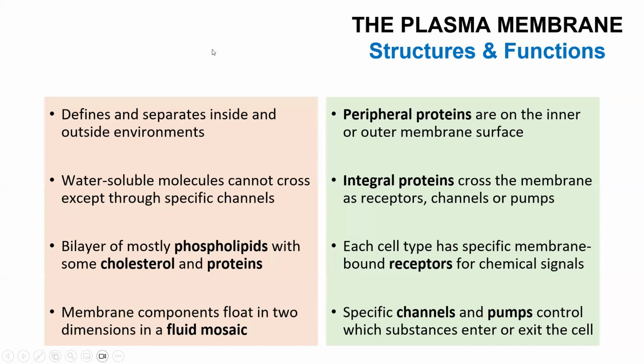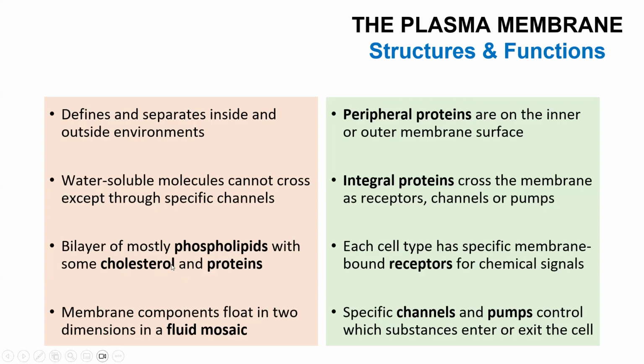All right, we talked about some of this already. So the main job is to define and separate that inner and external environment. We want to keep what's supposed to be outside outside, keep what's supposed to be inside inside. Our water-soluble molecules are going to have a hard time passing through without having extra help. We'll talk about this here shortly. So think water and fats don't mix very well. Our cell membranes are a huge double layer of fats, so it makes sense that a molecule that's water soluble isn't necessarily going to just pass through.